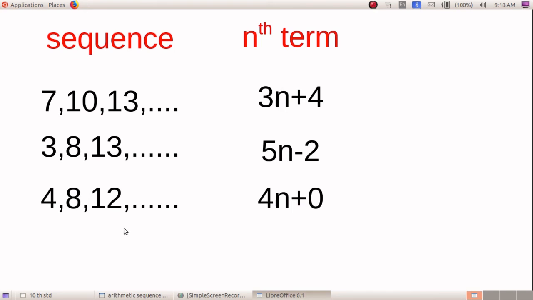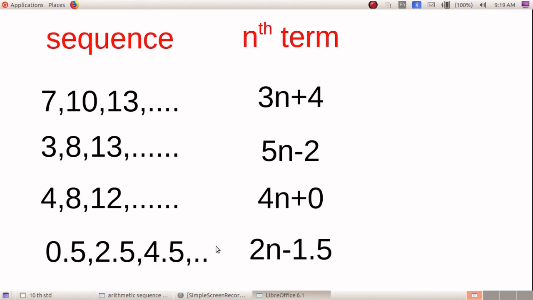Then another one was 0.5, 2.5, 4.5, like that. Its nth term is 2n minus 1.5. Okay, now just observe the nth terms of all these sequences. They are all in the form of some number into n plus another number: 5n plus minus 2, 4n plus 0, 2n plus minus 1.5.